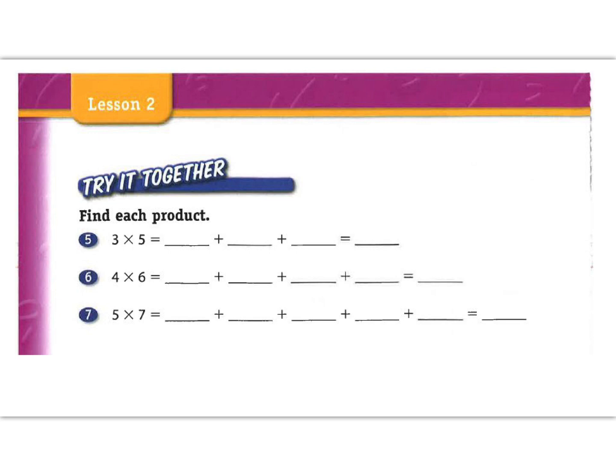Find each product. So 3 groups of 5. So if we have 3 times 5, 3 groups of 5, 5 plus 5 plus 5, 5, 10, 15. Skip count to get that. Now we have 4 groups of 6. We do 6 plus 6 plus 6 plus 6. 6 plus 6 is 12, plus 6 is 18, plus 6 is 24.